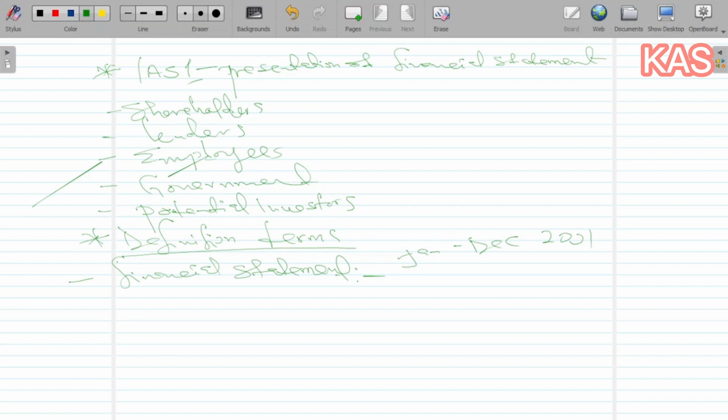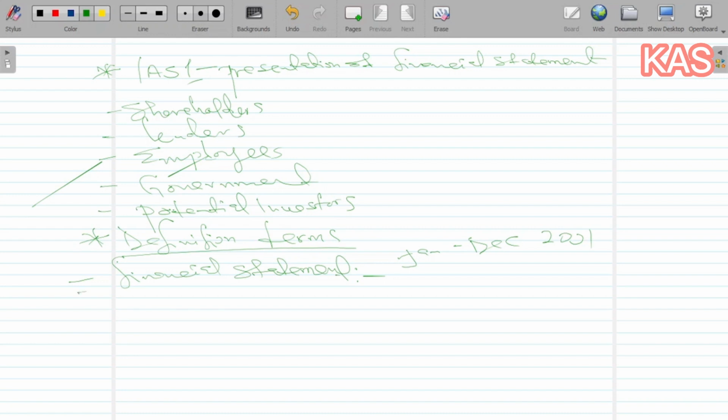So you can only present this with financial statements. You cannot just tell the shareholders, okay, this is how this company is going. You have to prepare financial statements. It's the financial statements that will tell them how their business is doing. It has a specific period, January to December, that is it. You cannot leave it open. So that is a financial statement.